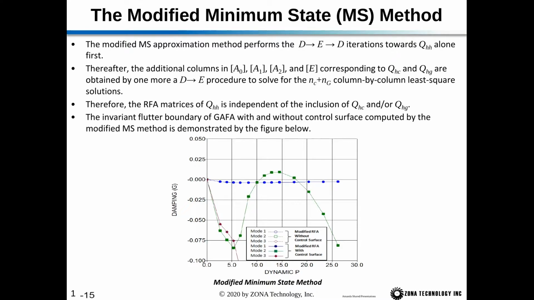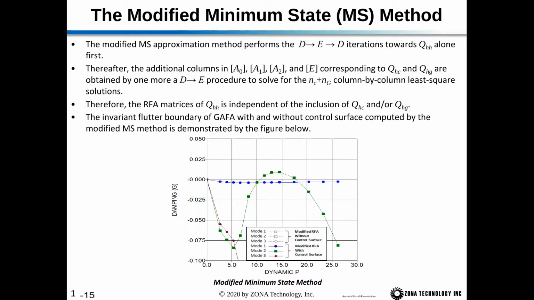The invariant flutter boundary of GAFA with and without control surfaces computed by the modified minimum state method is demonstrated in this figure below. Our two curves with and without control surfaces lie on top of each other, so you can't see the difference between them. So by default, in ZAERO, the modified minimum state method is used.